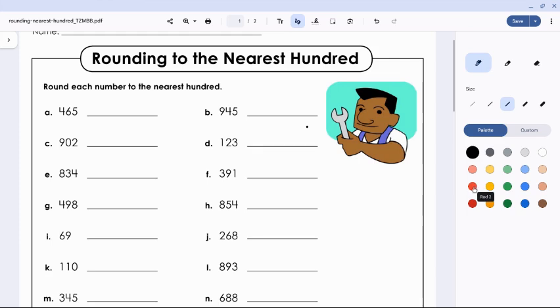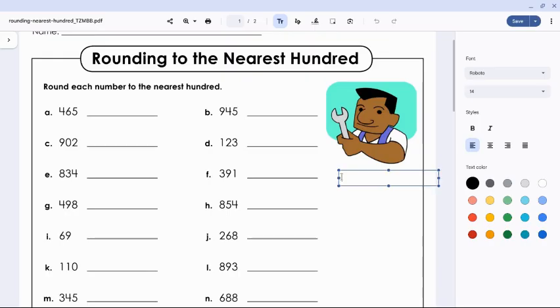Yesterday we talked about rounding. We talked about rounding to the nearest tenth. Today we're going to talk about rounding to the nearest hundredth, and we're going to go through the same process, right? So if you remember from yesterday, we had a couple ways of figuring this out. We used number lines. We learned a rhyme to kind of help us remember.